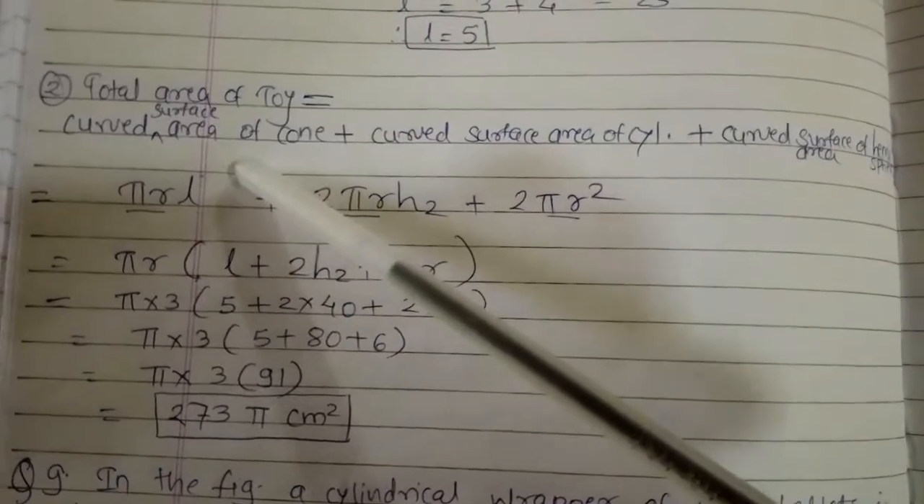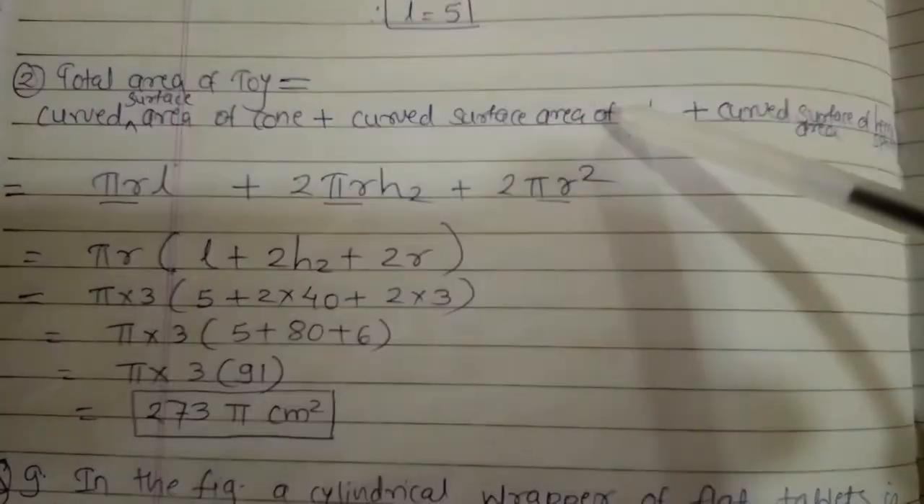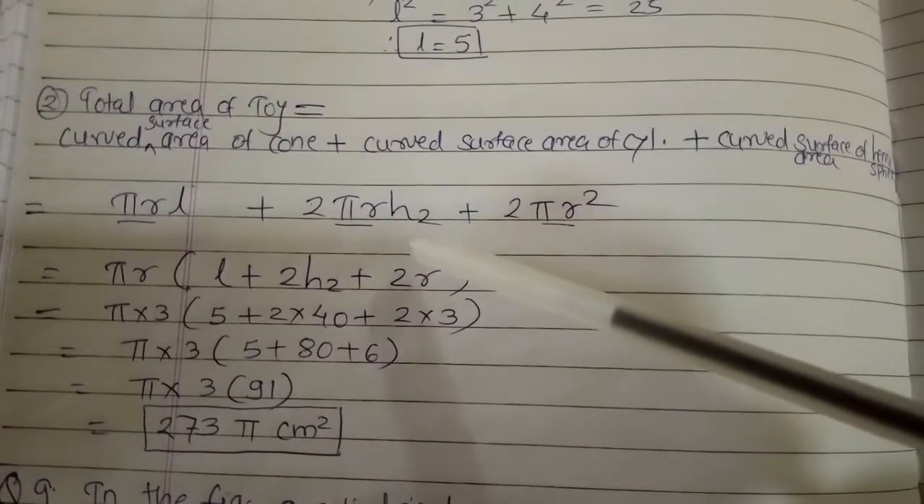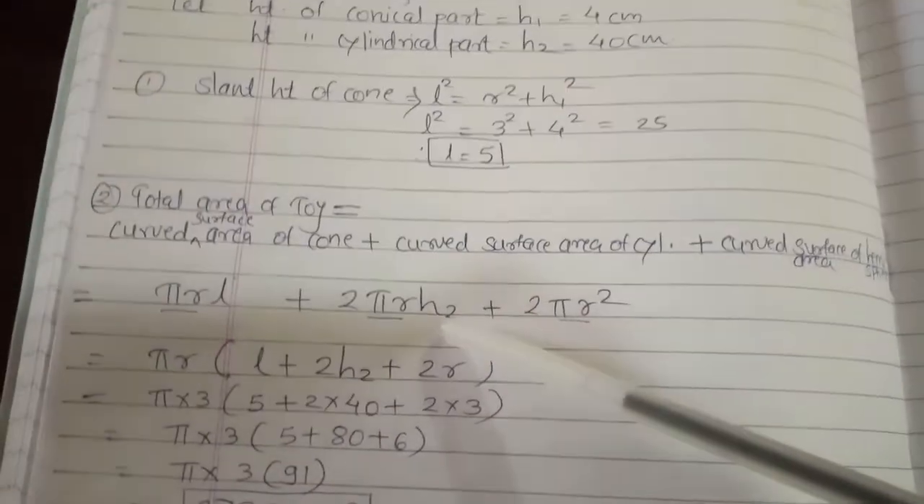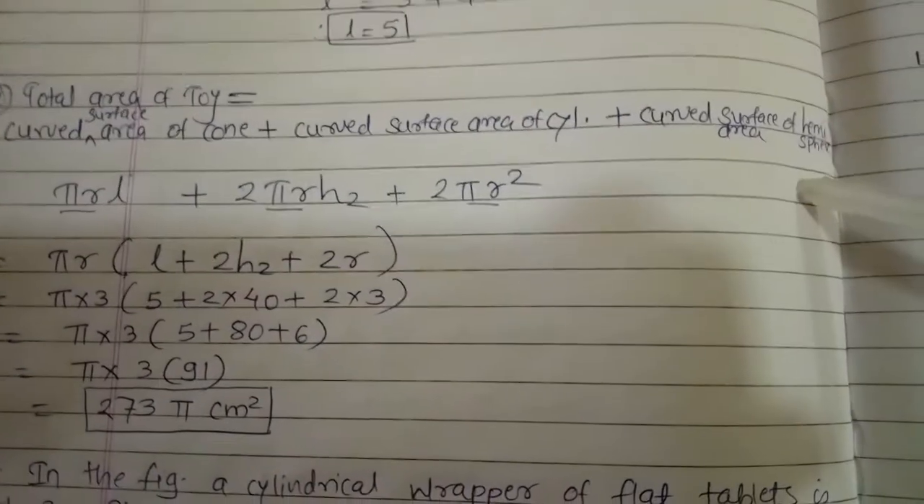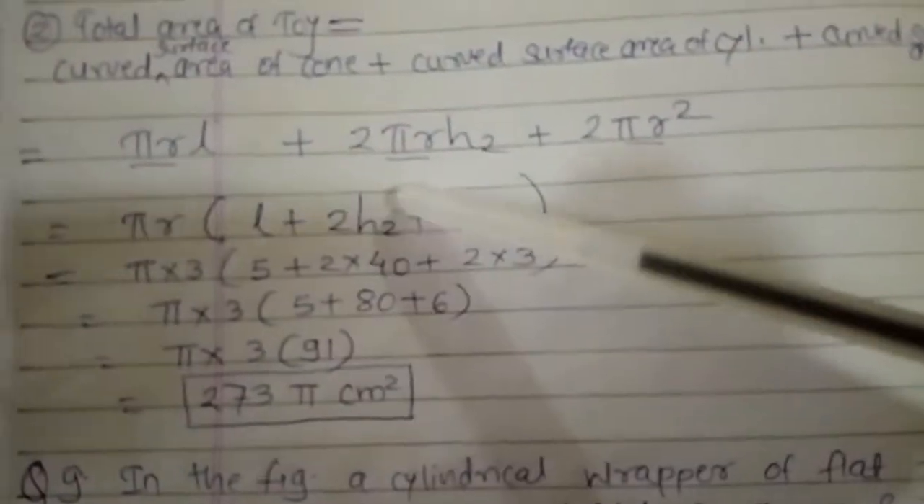So the formula for the curved surface area of the cone is pi r l, plus the formula for the curved surface area of the cylinder is 2 pi r h. Instead of writing h we have to write h2, because we consider the height of the cylindrical part as h2. And the next one, the curved surface area of the hemisphere, that is 2 pi r square. And now we just have to take common and put down the values.